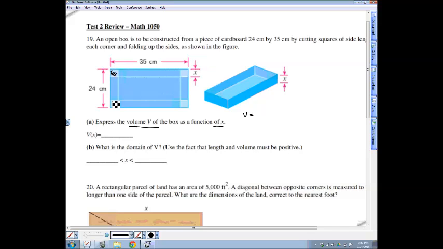So when you cut out these corners, to be able to fold it up, you're taking away length and width from the box, and you're taking x. So now the width is going to start from here and end here, and the length of that is 35 minus the 2x values that you took out. And similarly here, rather than a length of 24, you're going to have 24 minus 2x. So that's the length and the width.